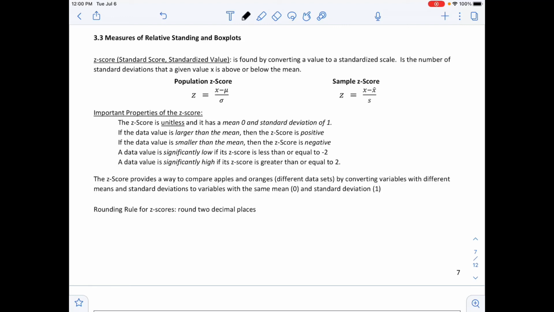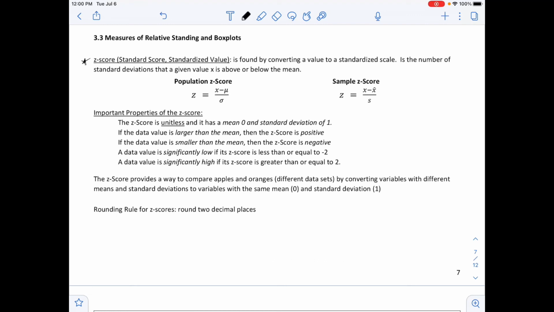We are in section 3.3, measures of relative standing and box plots. The first definition that we have is a z-score, and we will see z-scores being used throughout the remaining part of this semester. A z-score, or a standard score, or a standardized value, is found by converting a value to a standardized scale. It is the number of standard deviations that a given value of x is above or below the mean.